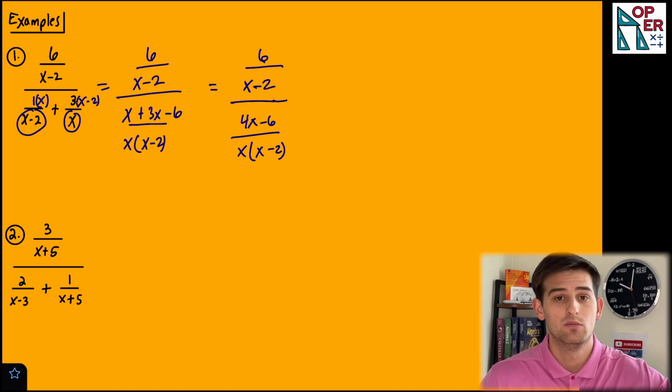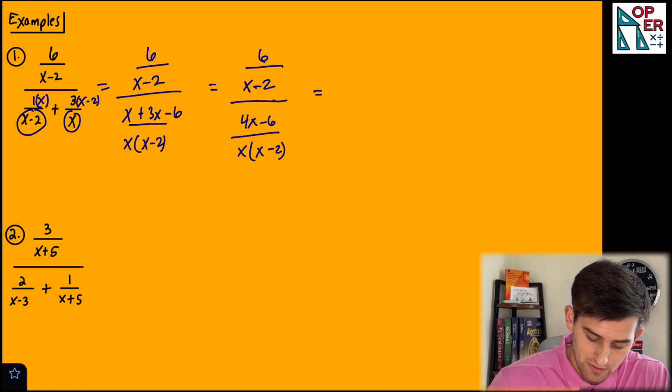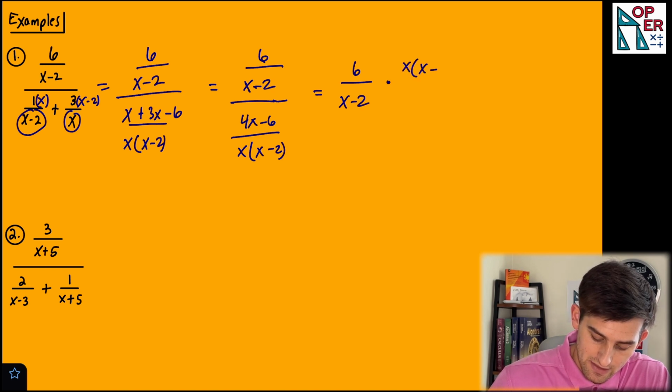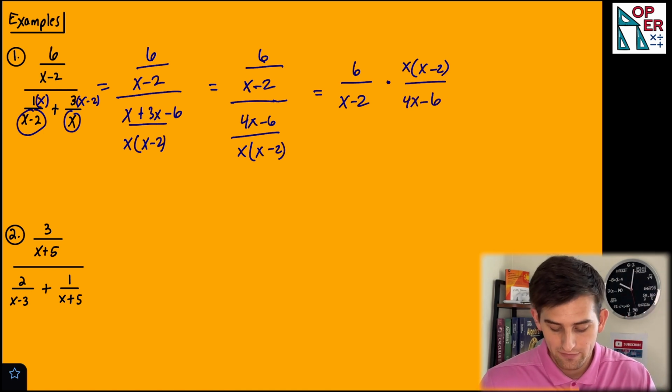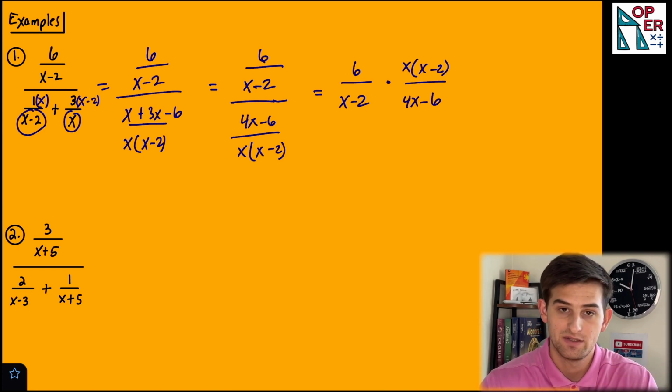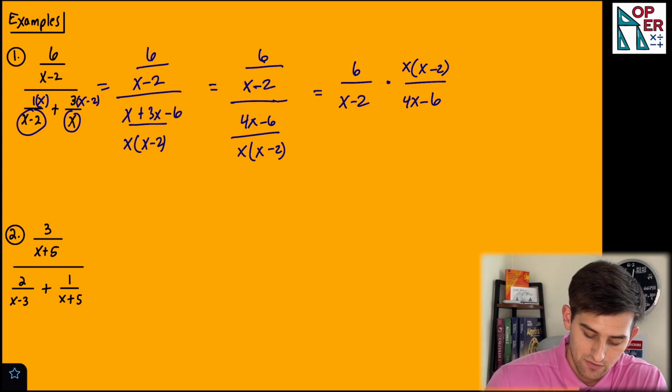so now let's divide by multiplying by the reciprocal. So now we can take 6 over x minus 2, and multiply it by x times x minus 2 over 4x minus 6. Okay, so now look what we have. We have an x minus 2 in the numerator on the right. We have an x minus 2 in the denominator on the left, so those will cancel out for us. So we're left with 6x over 4x minus 6.